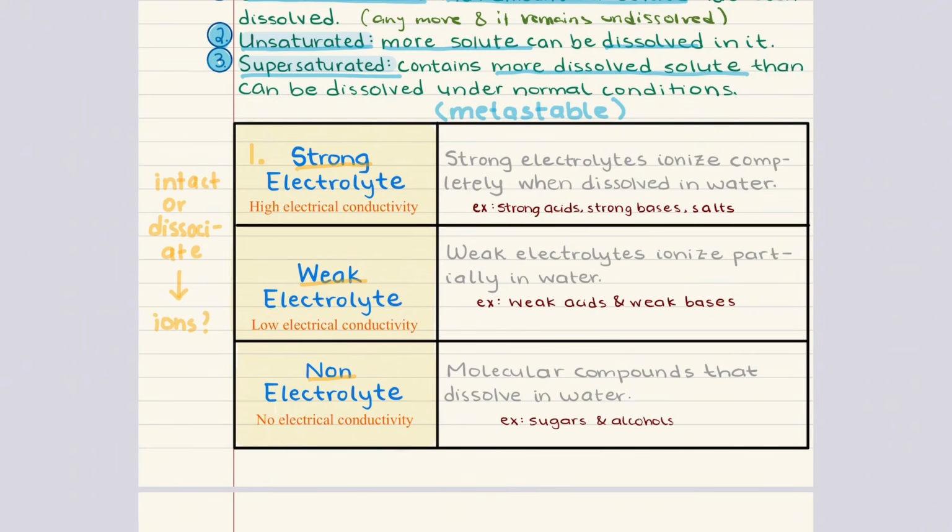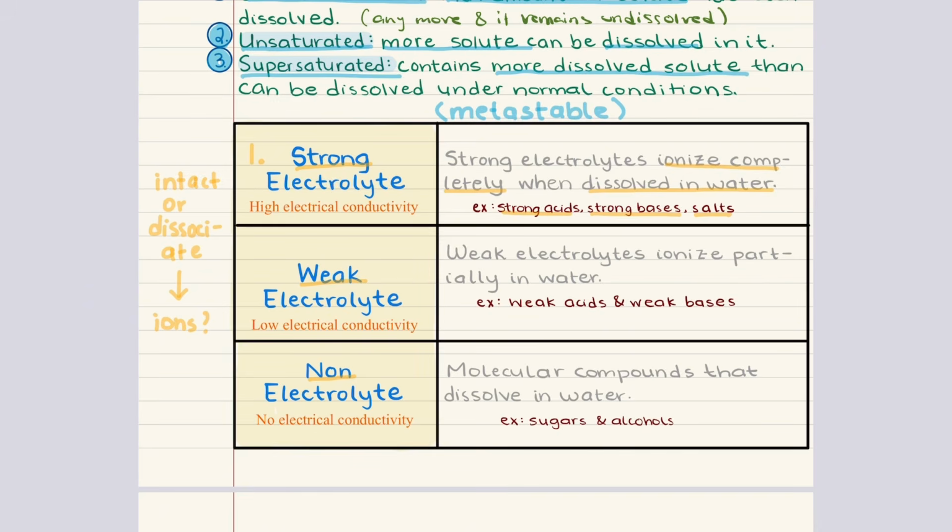A strong electrolyte dissociates completely into ions when it dissolves. That means essentially every formula unit separates into cations and anions, and the solution becomes highly conductive. Examples include soluble ionic salts like sodium chloride, strong acids like hydrochloric acid, and strong bases like potassium hydroxide.